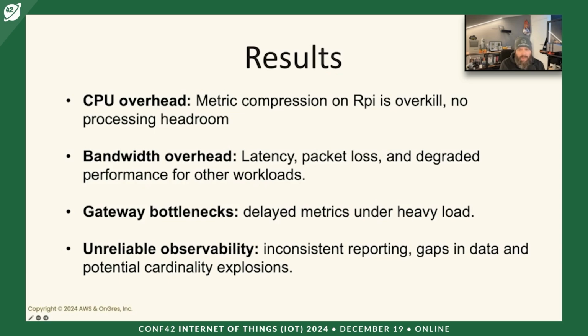We had some gateway bottlenecks, so centralized aggregation on a single gateway leads to processing delays and scalability limits, with risks of dropped or delayed metrics under heavy load. And we also had unreliable observability. Resource constraints result in inconsistent reporting, gaps in data, and potential cardinality explosions, which make our dashboards and alerts less accurate than expected. So this is a bit of how we went with the whole thing of setting up a 63 Raspberry Pi cluster.